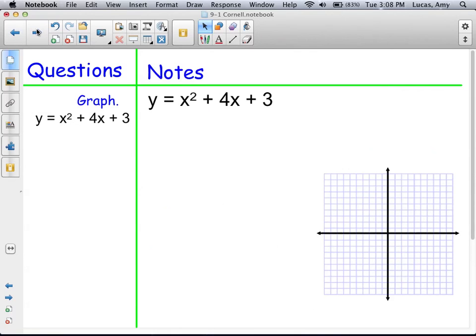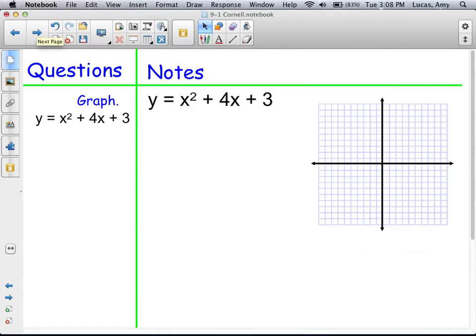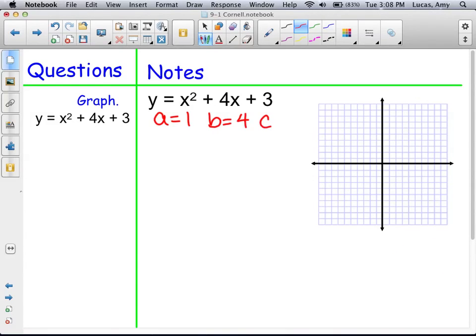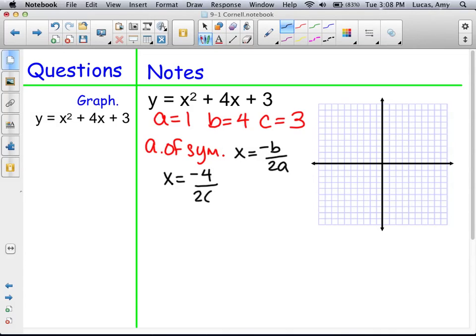We have 2 examples left, and these 2 examples represent the other part of your homework. And what those problems look like, they simply ask you to graph. So, to graph, I'm going to identify A, B, and C, find the axis of symmetry, using my formula, x equals opposite of B over 2A. So, the opposite of 4 over 2 times 1, -4 divided by 2 is -2. So my axis of symmetry is -2.